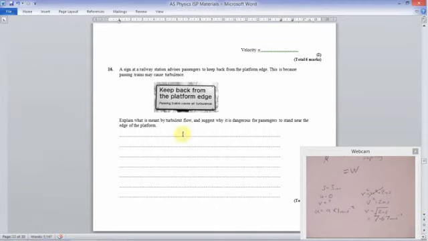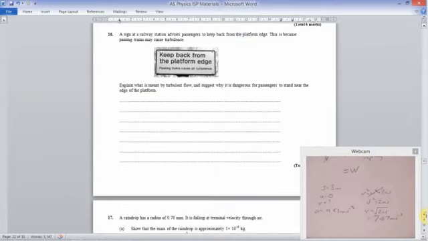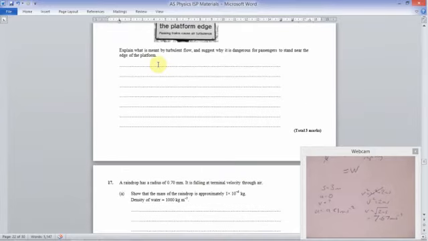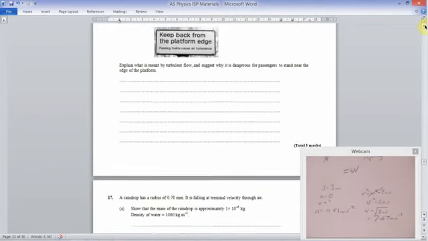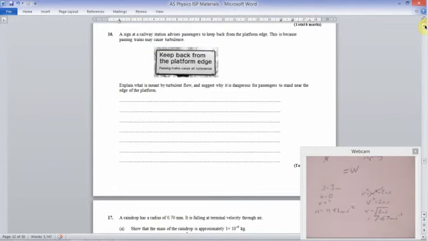Let's move back across. Okay, so we've got a sign on the edge of a platform. And it says, what is meant by turbulent flow? And suggests why it's dangerous for passengers to stand near the edge of the platform. Keep back from the edge of the platform. Passing trains may cause risk of air turbulence.